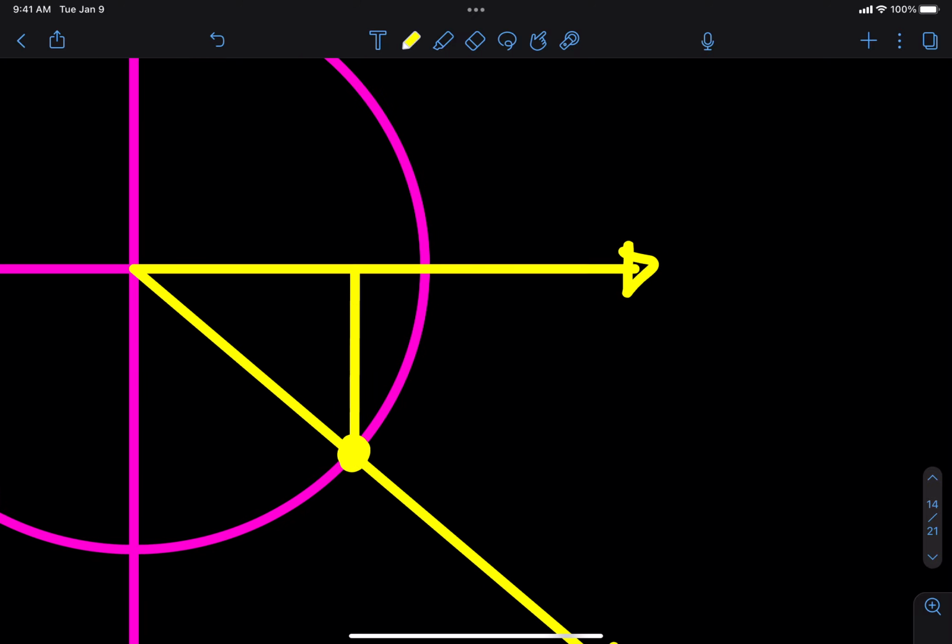And what are the angles inside of the triangle? What's this one? 90, right? Because it's perpendicular. A vertical line is perpendicular to a horizontal line. And how about this angle here?